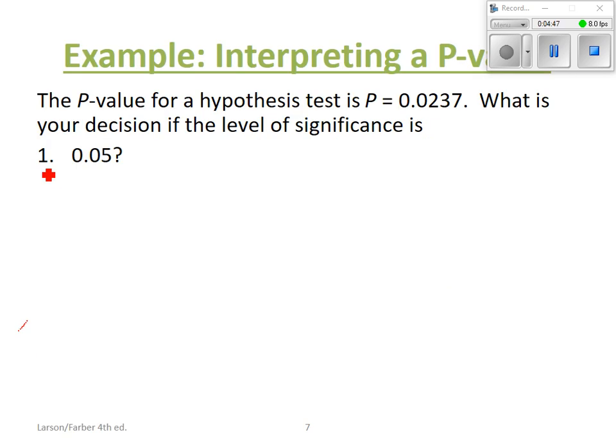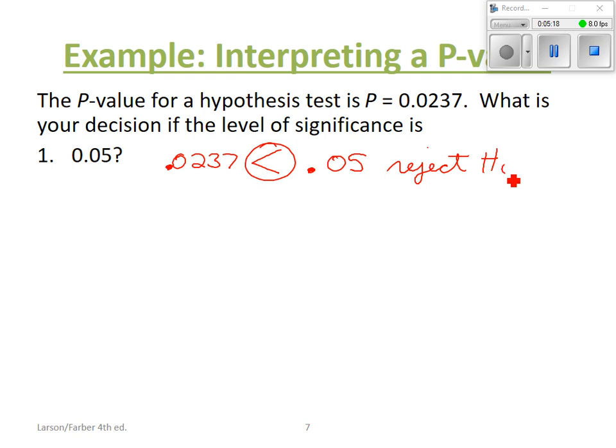So an example here, if your p-value is 0.0237, and our alpha is 0.05, just look at these and you decide which one's bigger and which one's smaller. This one over here this time is smaller, so we put in the less than. Well, if we put in that less than, then using those two rules that we're going over there, we're going to reject the null hypothesis.